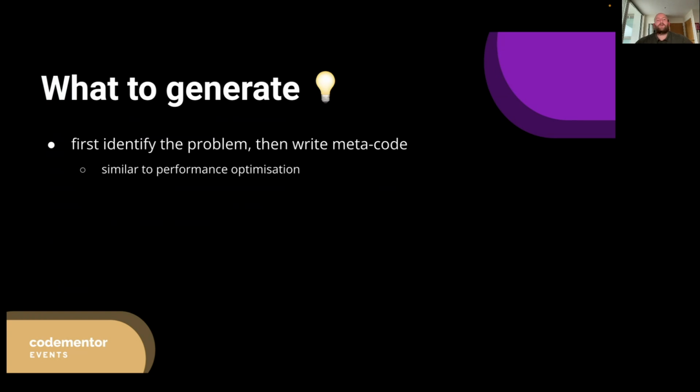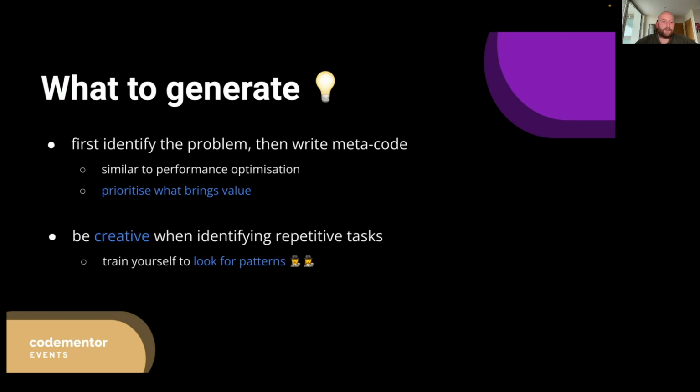So the whole approach here should be similar to performance optimization. When you do performance optimization, you don't optimize everything. You find the spot that's the most problematic and you fix it. So same with metaprogramming. Prioritize those things that bring maximum value. Like in my case, it was this thing with boilerplate code. And also, you should be creative when identifying repetitive tasks. You should train yourself to look for patterns everywhere.